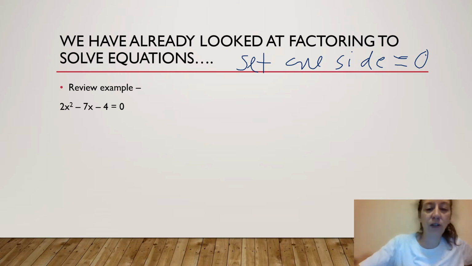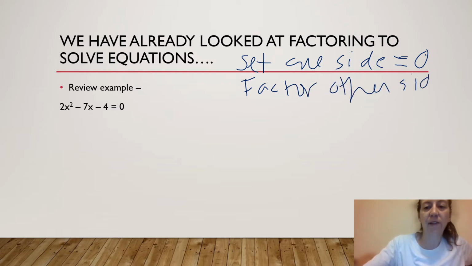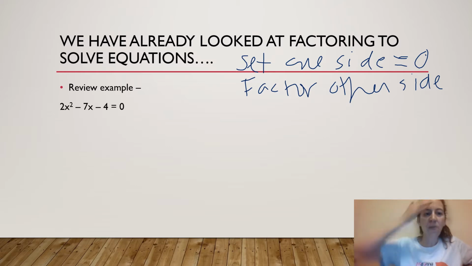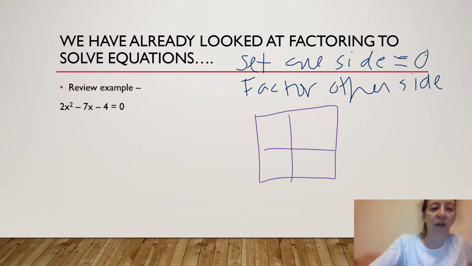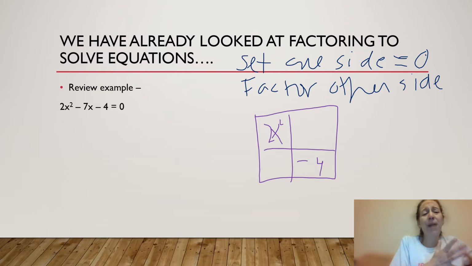And then what you need to do is factor the other side, whatever that happens to be. Usually it'll be the left side that you'll be factoring. So on this particular example, you'll notice that we already have the 0 on one side, so we don't have to worry about getting the 0 on one side. So we can launch right into factoring on this particular problem. So I'll go ahead and set this up. And we have 2x squared in the upper left, and we have negative 4 in the lower right, and we have that pesky leading coefficient.